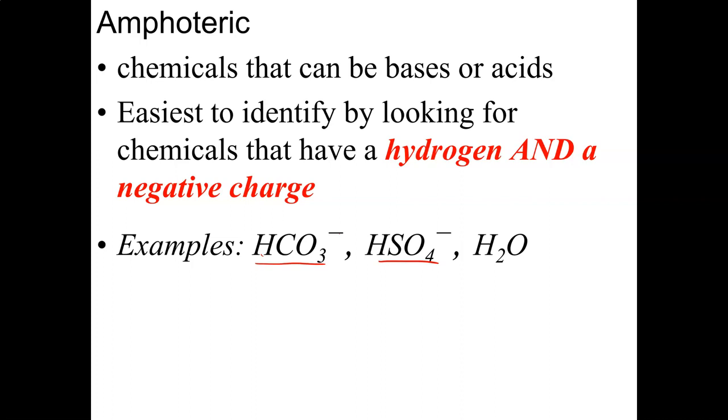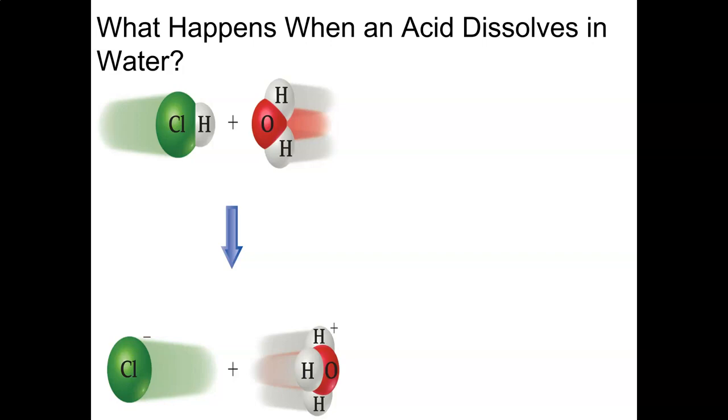So you just need to be aware of their existence. So what happens when an acid dissolves in water? You have HCl, and you're dissolving it in water. What happens is that the acid will dissociate completely. So all this H and Cl will become H plus and Cl minus.